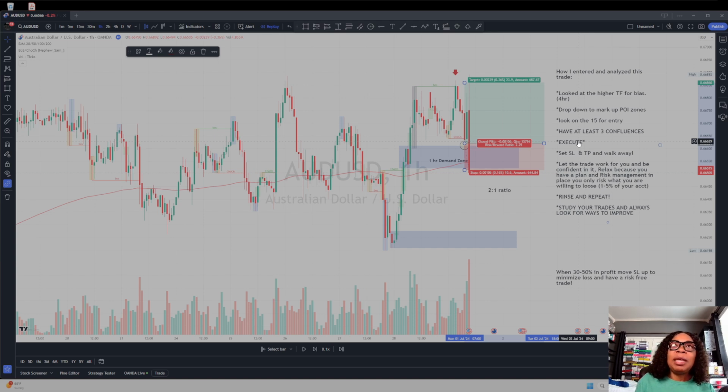So with that being said, I had a really great trade today on AU. I can't stress enough how important it is to follow your plan. I'm happy to be back. Sorry I took so long. I just wanted to show you my trade for today.